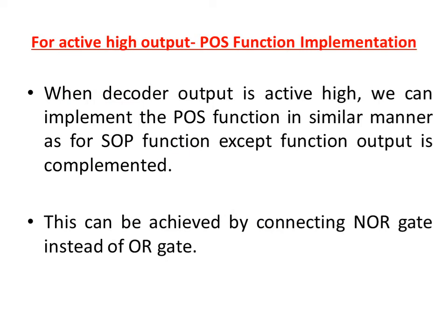Now let's see how POS functions are implemented for the active high output case. Here the decoder output is active high. We can implement the POS function in a similar manner as the SOP function, except the function output is complemented. This can be achieved by connecting a NOR gate instead of an OR gate.